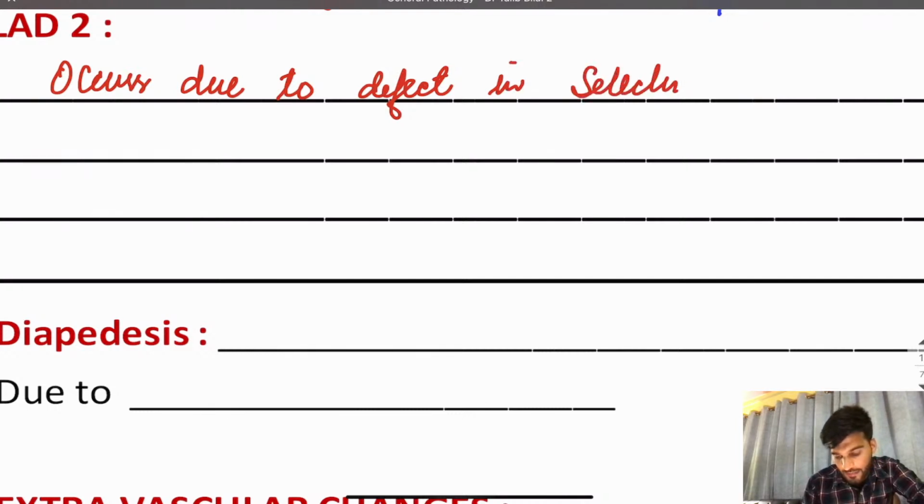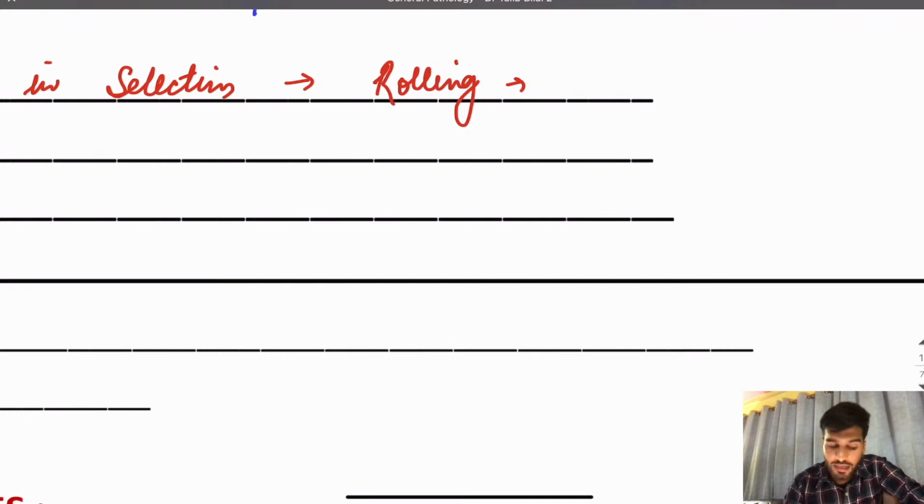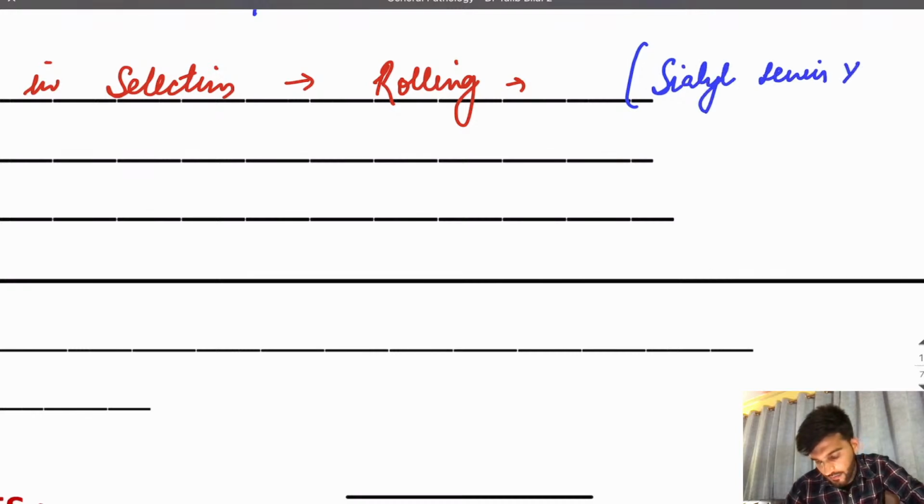And selectin helps in which step, guys? They help in rolling. Or the defect is in Cell Lewis X. And in which is the defect, guys? Cell Lewis X.